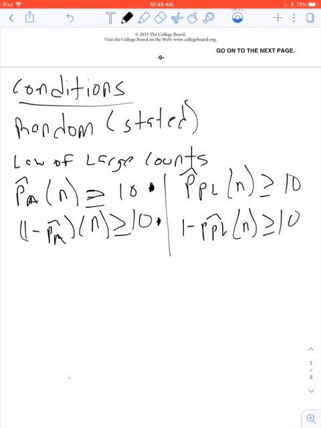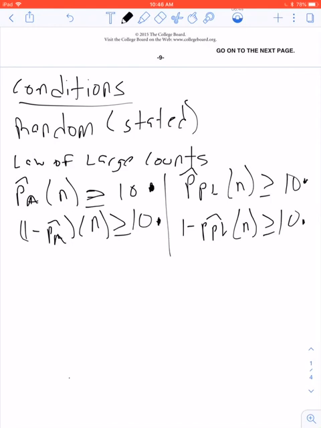This one then is the number of people in the aspirin group who don't get cancer has to be greater than or equal to 10. And the same thing over here. The top one is the number of people in the placebo group who get cancer has to be greater than or equal to 10. And this is the number of people in the placebo group who don't get cancer has to be greater than or equal to 10.